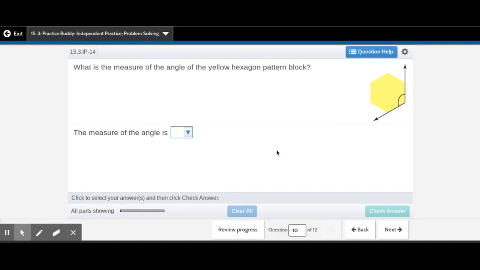This is an awesome question because it's asking us, what is the measure of the angle of the yellow hexagon pattern block? This is cool because it is an obtuse angle, obviously, but we don't know exactly which one. I do know that if I count up the different sides of the hexagon, I'm dealing with 6, I believe. So let's count them. 1, 2, 3, 4, 5, 6. Sorry, I said sides, I meant angles. I have 6 angles here, right? So now I'm trying to figure out what exactly each of these 6 angles equals.